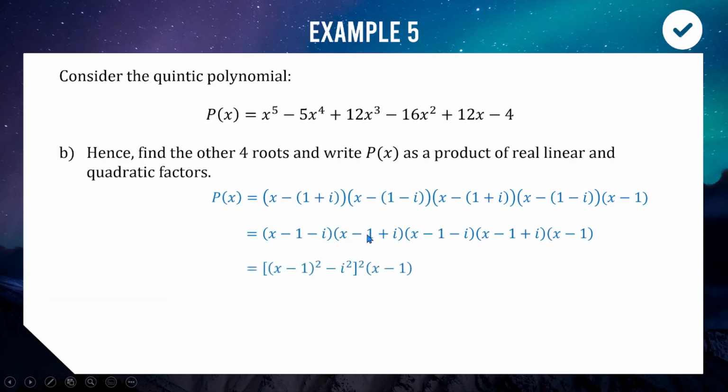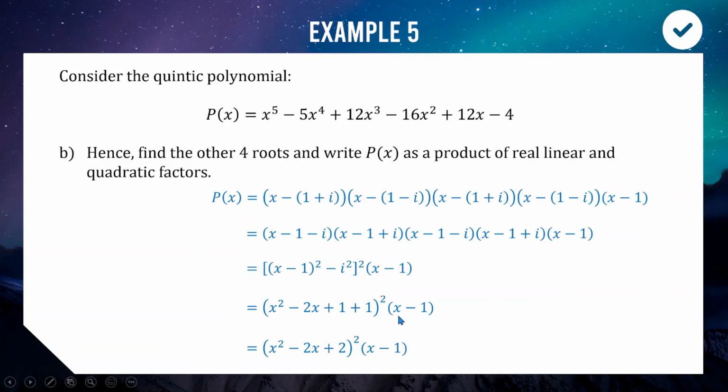Okay, so difference of 2 squares with these 2 bracketed terms. And I'm just going to square the whole thing because, like I said, it's doubling up. Inside here we get x squared minus 2x plus 1, and then minus i squared also turns into 1. So this term here works out to be x squared minus 2x plus 2. We're just going to put a square there because we've got the extra brackets, and then an x minus 1 just chilling on the end. And there we have our factorized quintic polynomial using only real and quadratic factors.